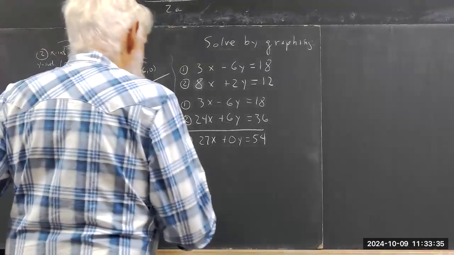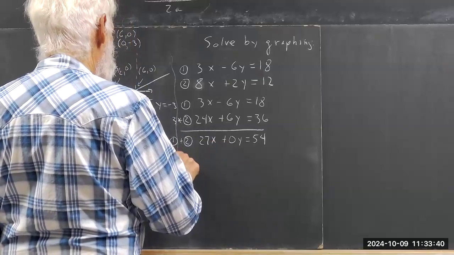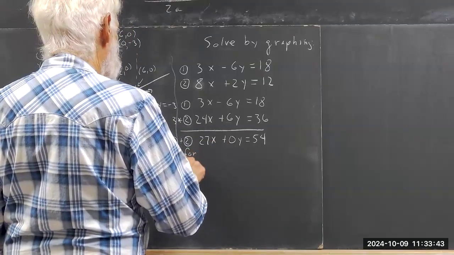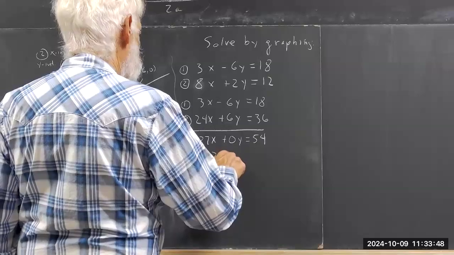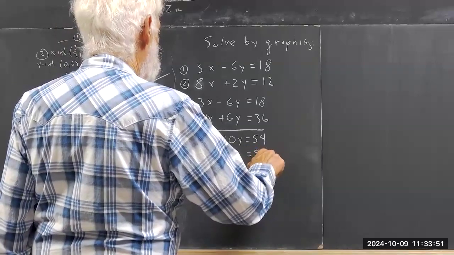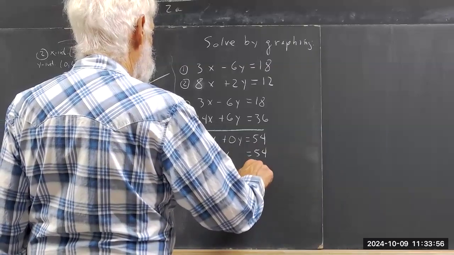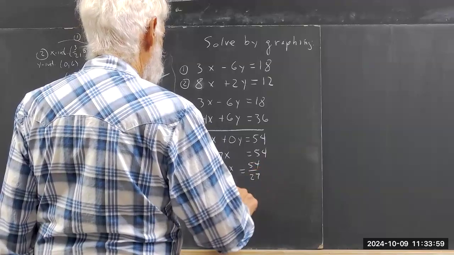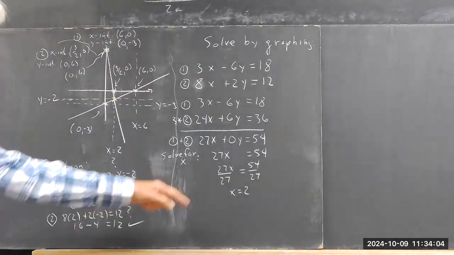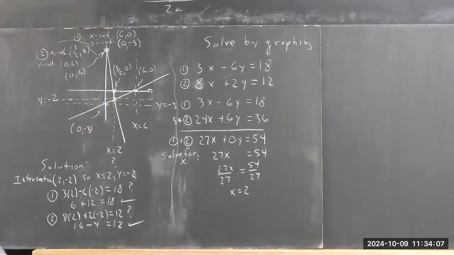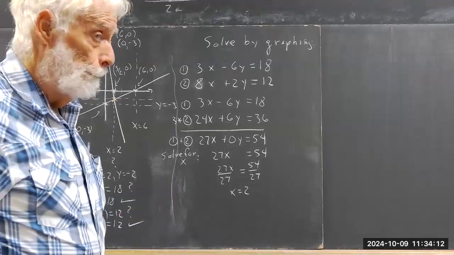Now it's going to work out. Okay. Then we don't have to number it anymore. We just go ahead and solve. We solve for x, and we get just plain old 27x equals 54. So 27x divided by 27 equals 54 divided by 27 and x equals 2. That's no surprise because our graph pretty much showed us that. Okay, what do we do next? Well, we have to find y.